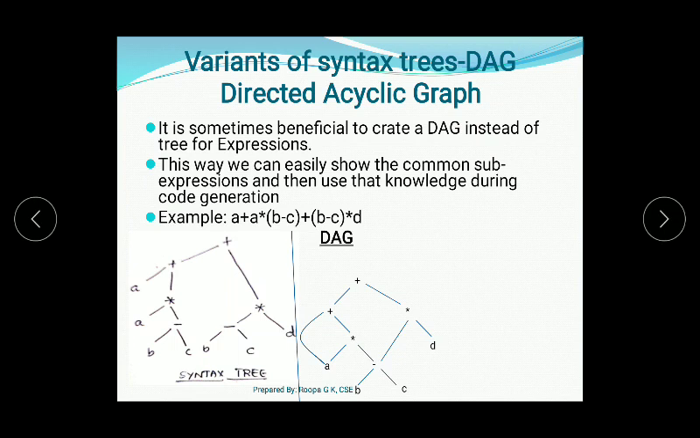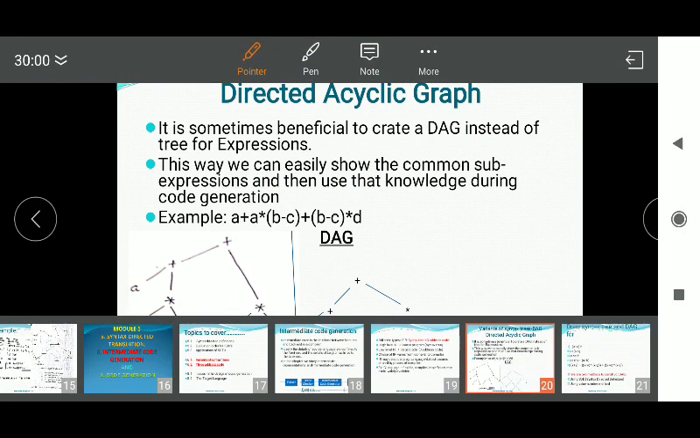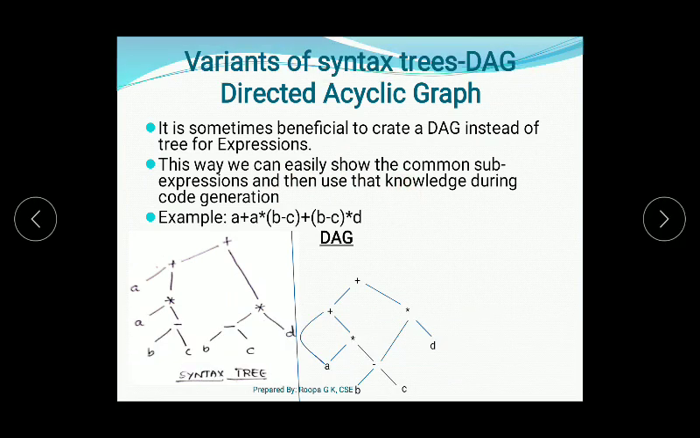It is sometimes beneficial to create a DAG instead of a tree for an expression. So how to construct this, let us study. Here the main advantage of a directed acyclic graph is that it will identify the common subexpression and then use the knowledge during code generation. What do you mean by common subexpression? Let me explain with this example. Consider a plus a star b minus c plus b minus c into d. Here you can see a twice, b twice, c twice and d once. So in this example, a is common, b is common as well as c is common.